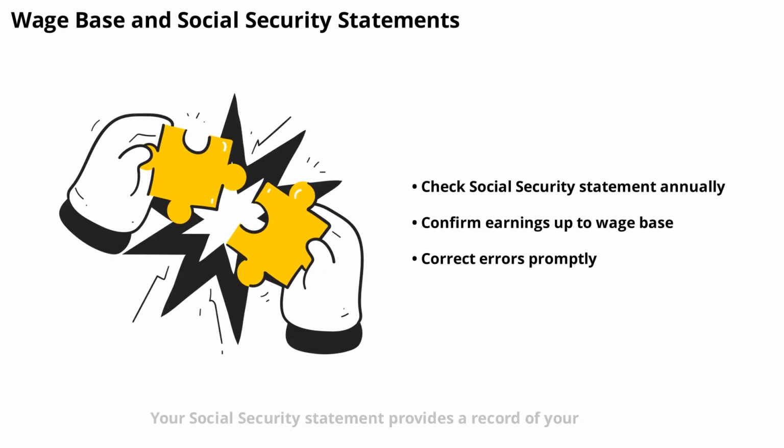Your Social Security statement provides a record of your earnings up to the wage base for each year. Reviewing this statement helps you confirm that your income has been reported correctly, which is essential for calculating your future benefits. If you spot any errors, contact the Social Security Administration to have them corrected.